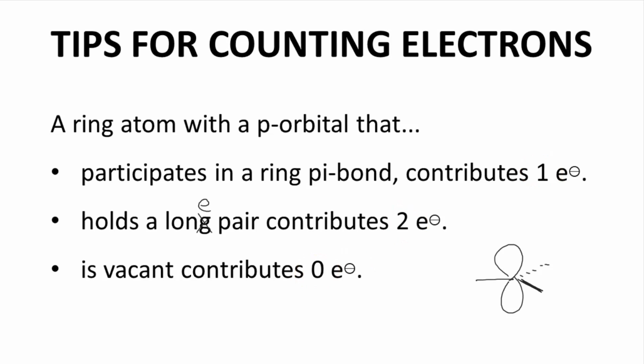If an atom has multiple lone pairs, you cannot count more than one of them toward the 4n plus 2 electron count. The key p orbital on an atom that lines up with the other p orbitals in the ring can hold at most 2 electrons. That is the upper limit. All right, let's see some examples.